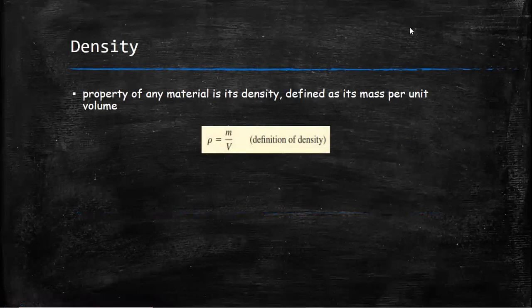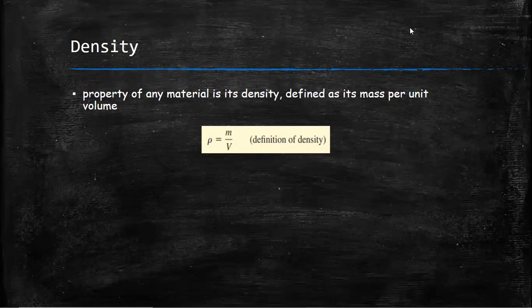An important property of any material is its density. It is defined as the mass per unit volume. A homogeneous material such as ice or iron has the same density throughout. Two objects made of the same material have the same density, even though they may have different masses and different volumes. That's because the ratio of mass to volume is the same for both objects.